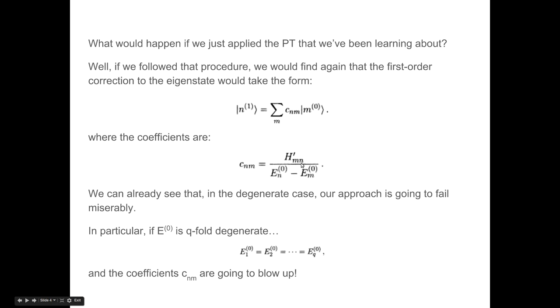Now, you can already see that, in the degenerate case where, say, n and m are sitting at the same energy, they're distinct states, but maybe they're degenerate. And what happens if they're degenerate? Well, the denominator goes to zero, and this whole thing is going to blow up, right? And so our perturbation theory approach is failing miserably. It's failing in the worst possible way. We always want these coefficients to be small, and here we're seeing that they're blowing up.